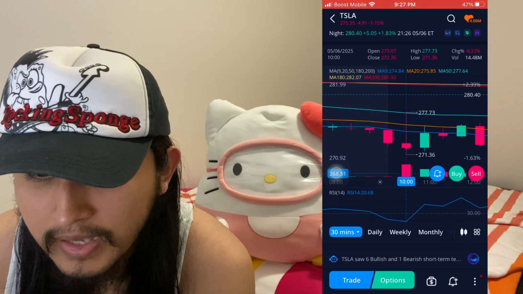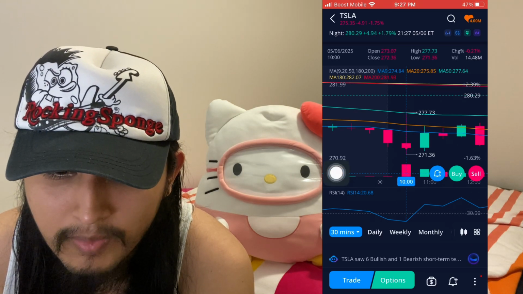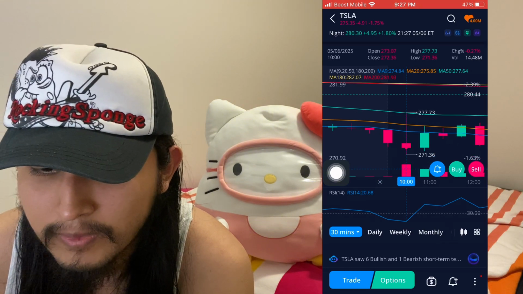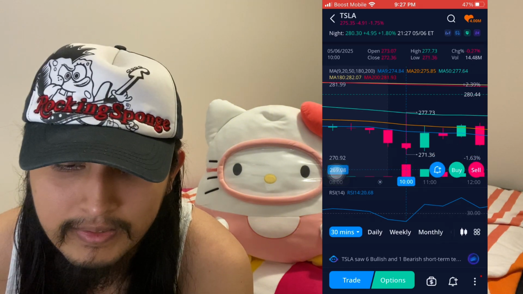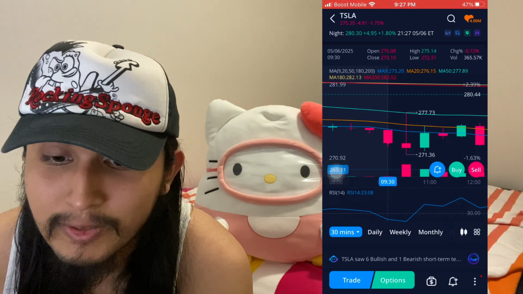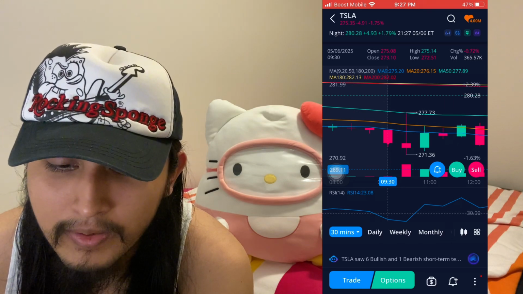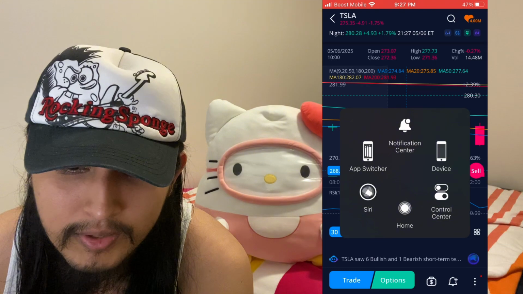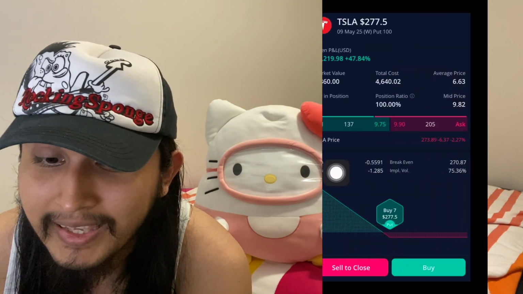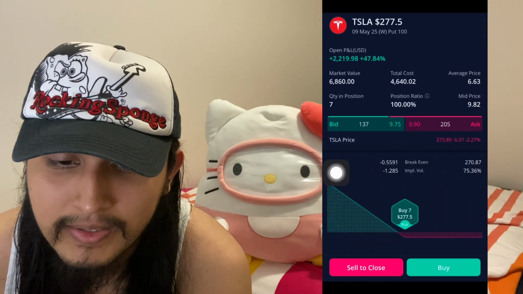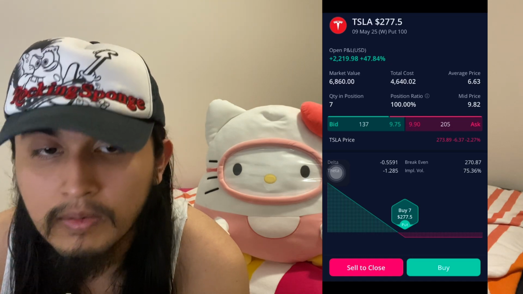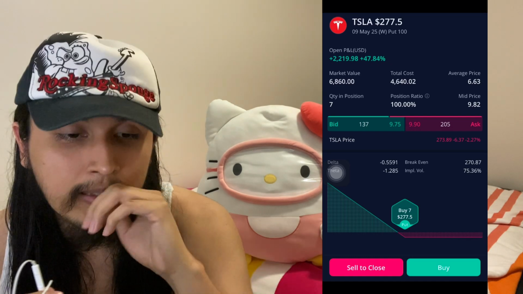And that actually happened. So once I saw that number, because the low was 271, I didn't sell at 271.36. I sold exactly at 272.51 as soon as I saw that number. Once I sold that position, I basically made a gain of $2,219 trading a couple of Tesla put options. So it's basically what I've been telling you guys, right?